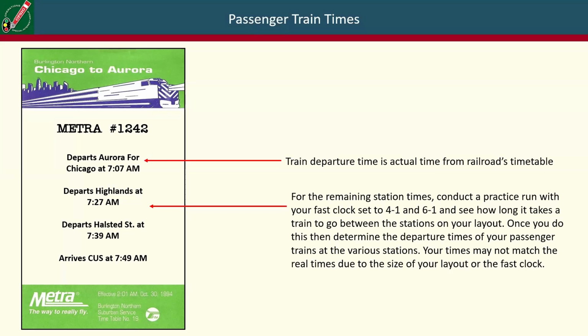So if you use the actual times for the trains, you might be sitting at a station for 30 minutes in real time. And if you're on a layout, you probably don't have time for that. So before you start running operating sessions with the passenger trains, just make sure you work with the schedule to make sure it works and it's feasible for your layout.